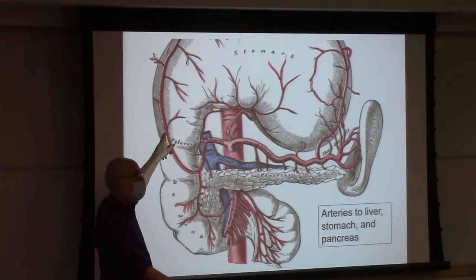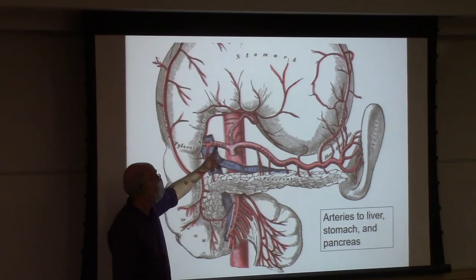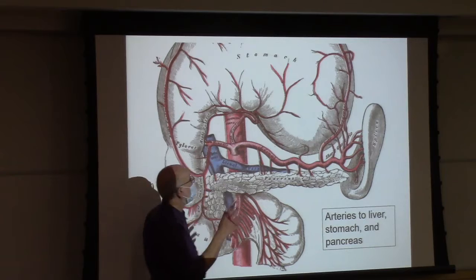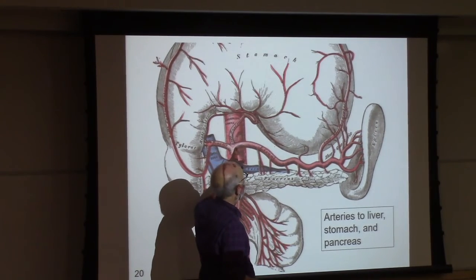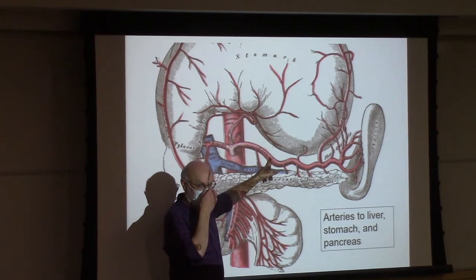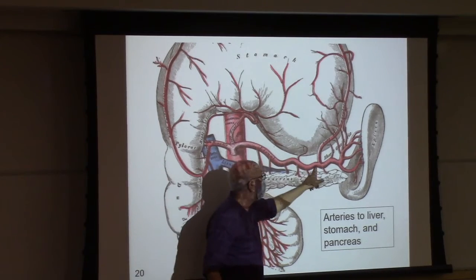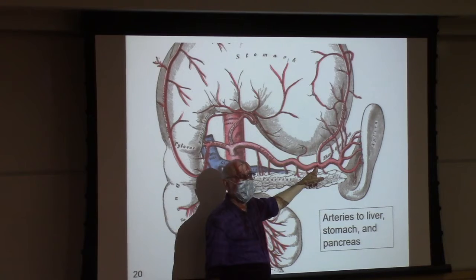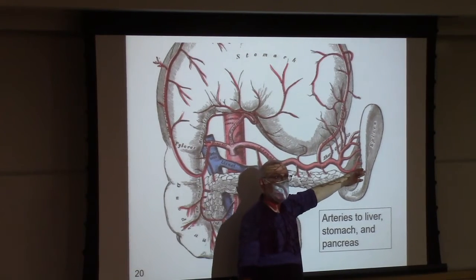Right gastroepiploic branches off of the gastroduodenal, which branches off of the hepatic. On the left side, we have the splenic artery. This is the splenic artery, and there's a branch from the splenic, you can see it goes to the spleen. That's where it gets its name.